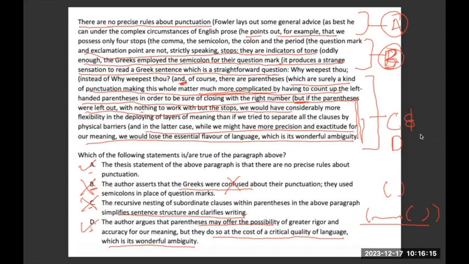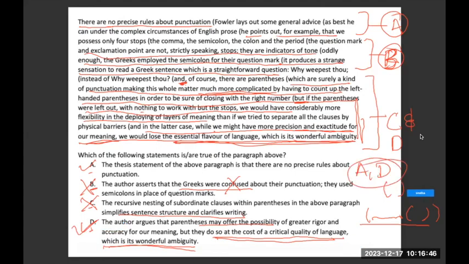So he is talking about greater rigor and accuracy for deploying our meanings in this part, the flexibility in deploying layers of meanings. And in the latter case, while we might have more precision and exactitude for our meaning, we would lose the essence of language, which is its wonderful ambiguity. This last part is very accurate to what is given in option D. That's why D is correct. So in this case, A and D both are correct. B and C are wrong statements. Any doubts, any questions in this?